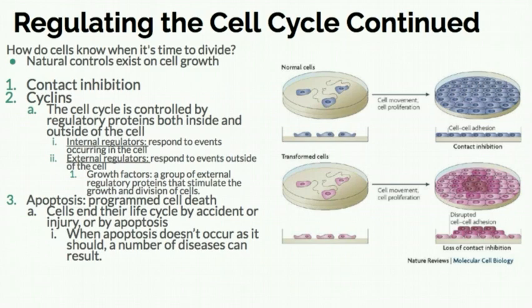So what's another natural control? Well, we also have this thing called apoptosis, and that's what we call programmed cell death. So cells can end their life cycle by accident or injury, or they are literally programmed. And when apoptosis doesn't occur as it should, a number of diseases can result. So as long as this is regulated, then apoptosis is actually a good thing, and it is definitely required to maintain healthy cells.